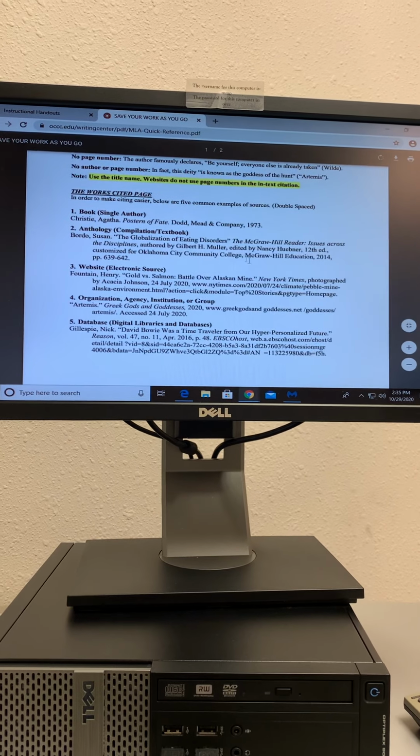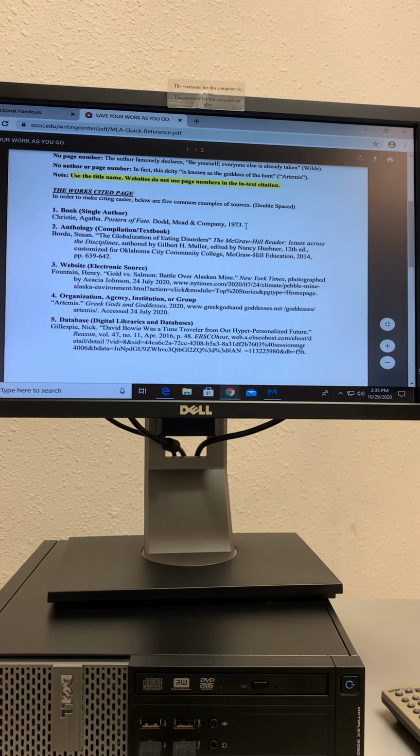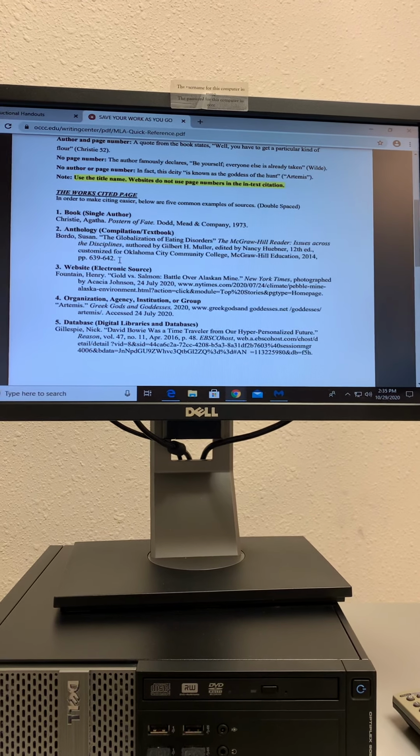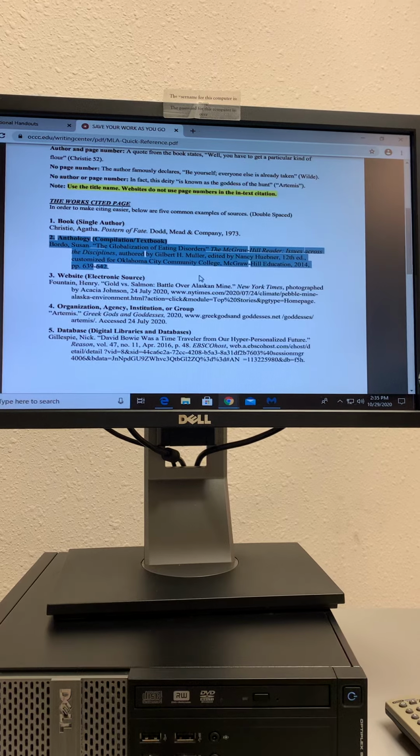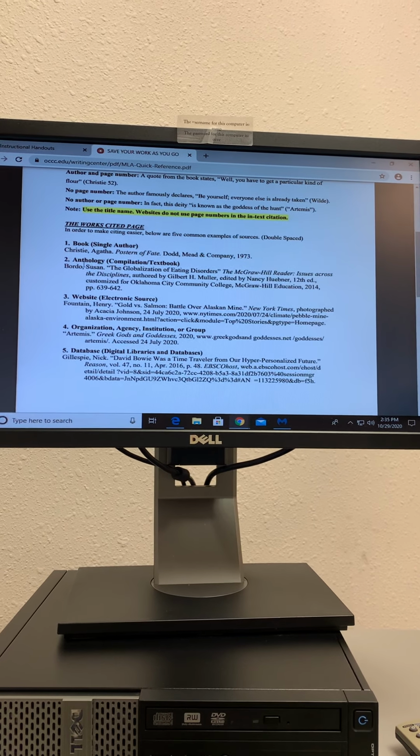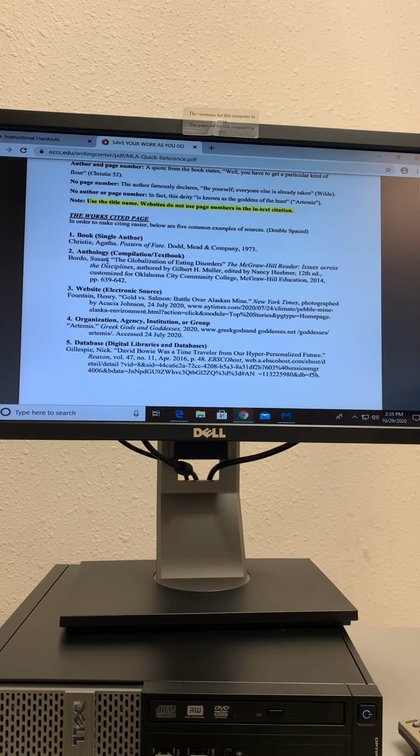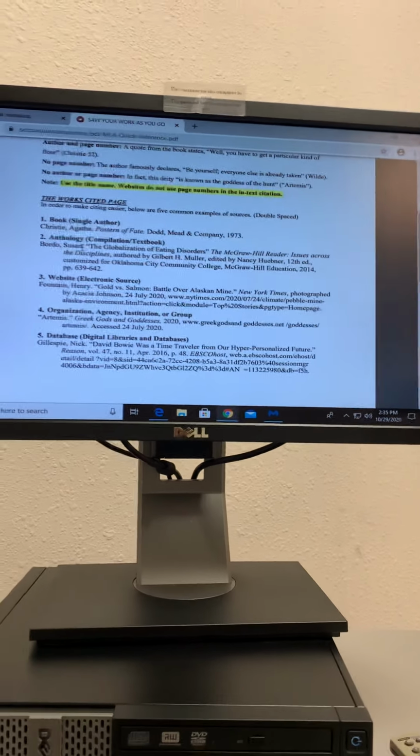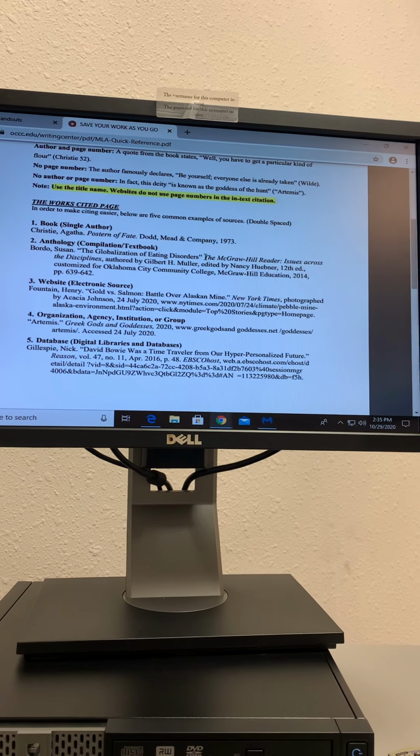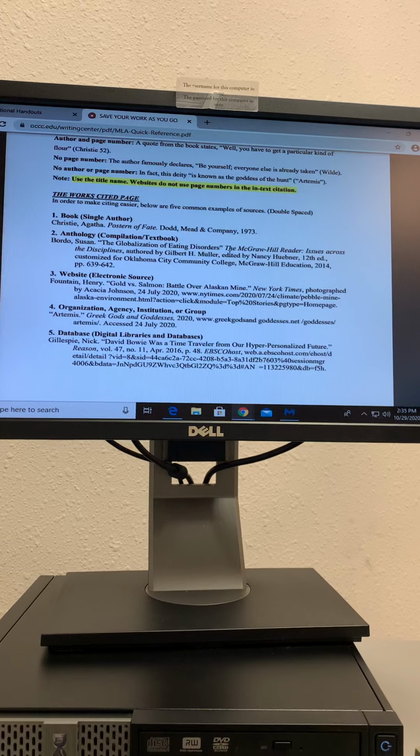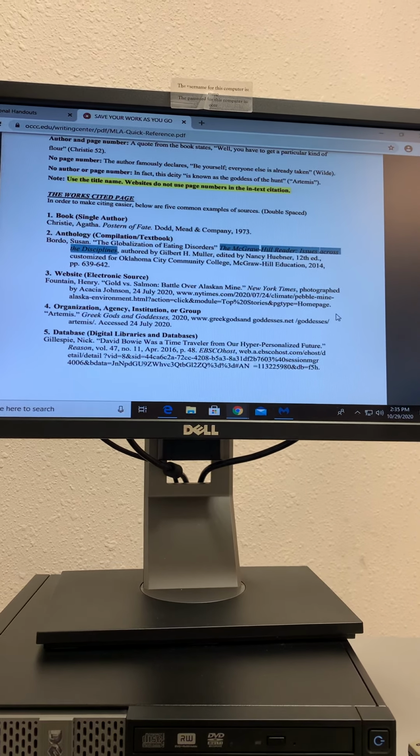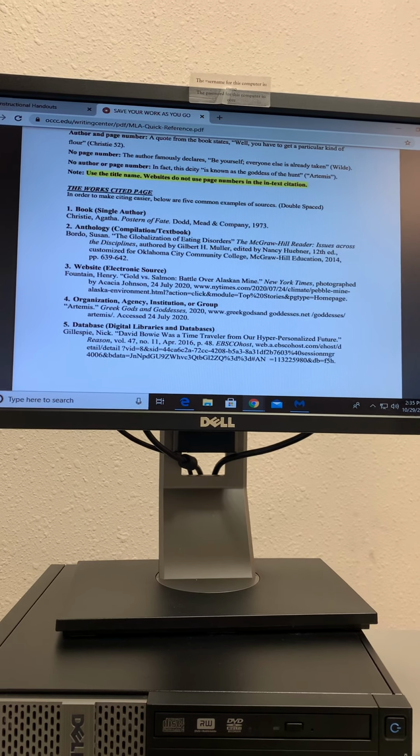So what I have is not a book by a single author. This was a short story published in a larger collection of stories. So I used number 2. It says Anthology Compilation Textbook. So what you do here is they have Bordeaux, Susan. Well, my author's name was Walker, Alice. And then this article was called The Globalization of Eating Disorders. Mine was called Everyday Use. And then you have to put the larger book title italicized. So mine was actually my literature textbook at Westmore.